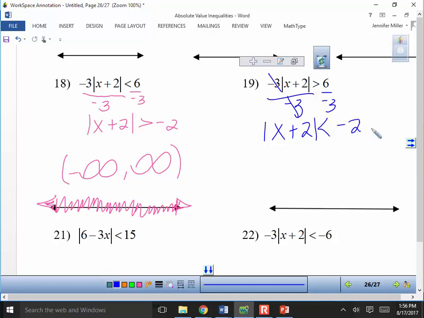All right, so is this going to be a special case? Okay, and is our special case going to be all real numbers or no solution? No solution. How do you know? It's a less than, right? And this will never be less than a negative, so it's no solution.